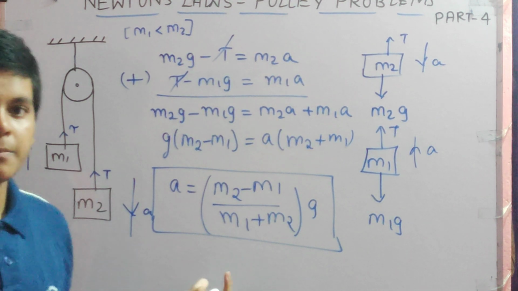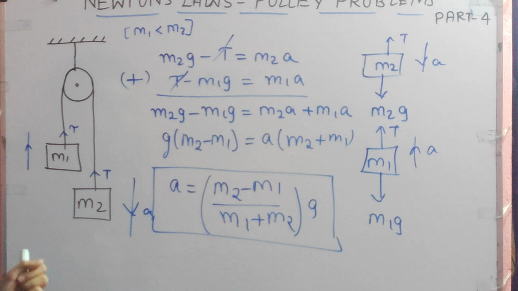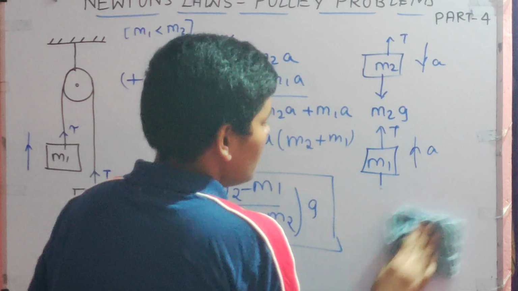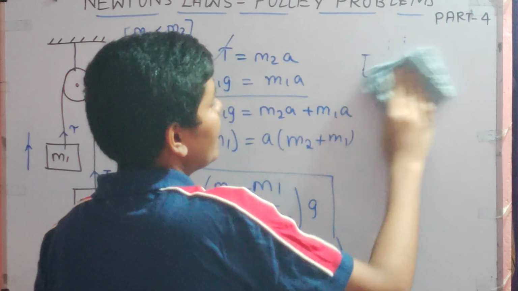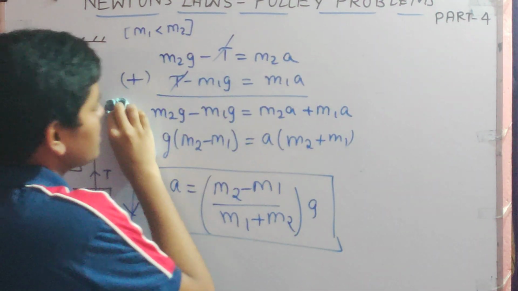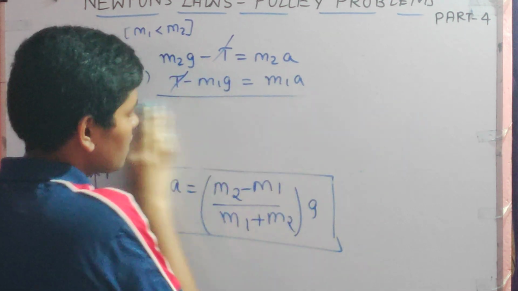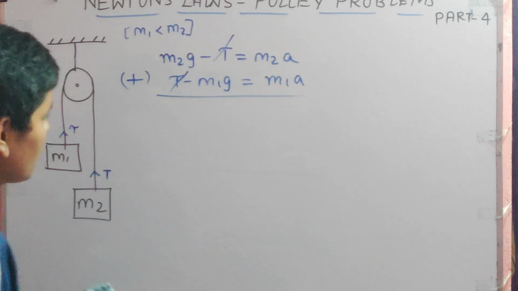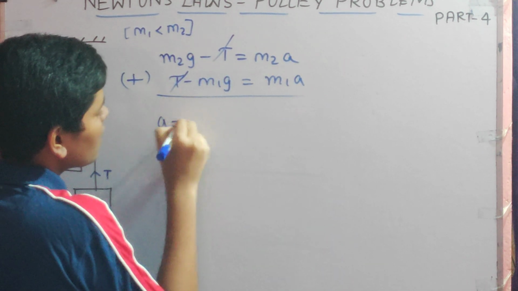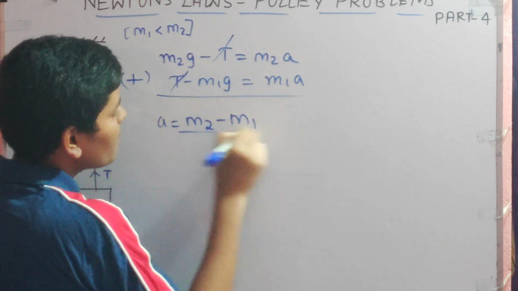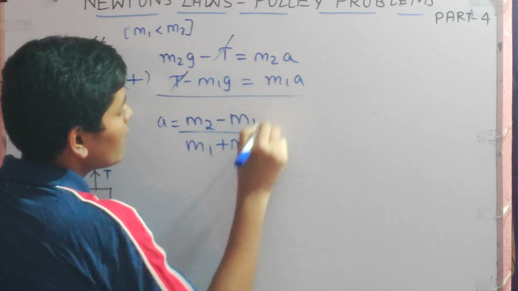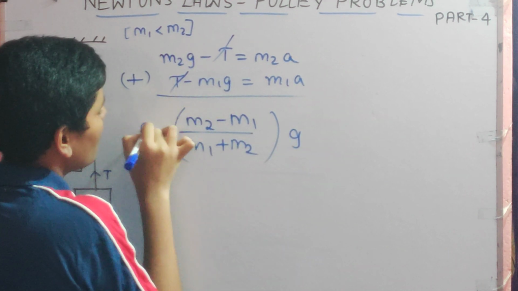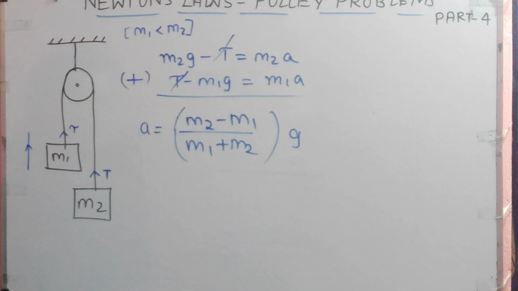Now we got the acceleration. We have to find the tension. From this acceleration formula, we have to find the tension. A is equal to (M2 minus M1) by (M1 plus M2) into G. This is the formula for acceleration of an individual block. Now we know the acceleration, we have to find the tension.